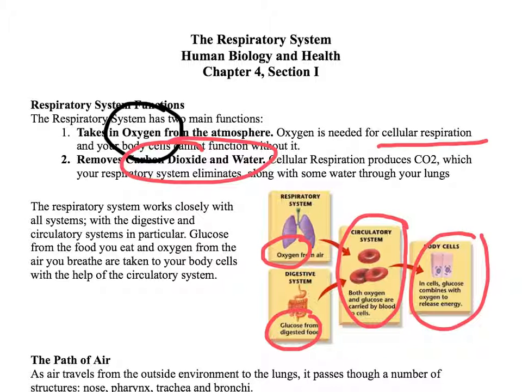So again, just to summarize, the respiratory system takes in oxygen from the atmosphere that's needed for cellular respiration. Cellular respiration will take in the oxygen and the glucose from the digestive system. We'll use it for energy, and we'll release carbon dioxide and water through the lungs.